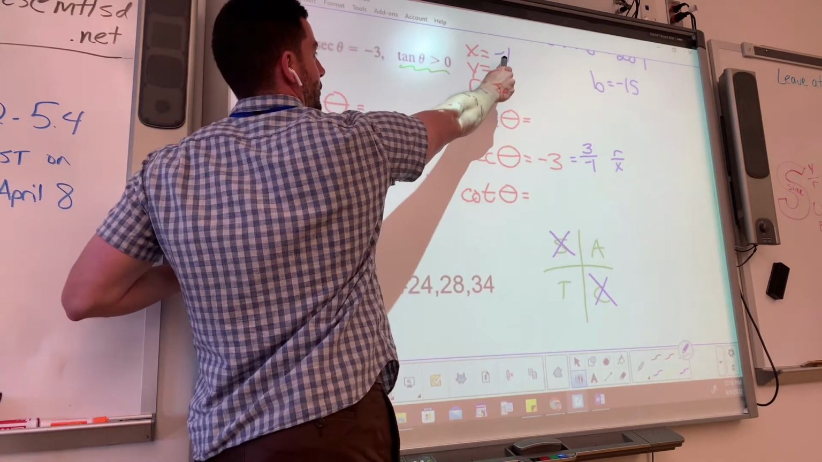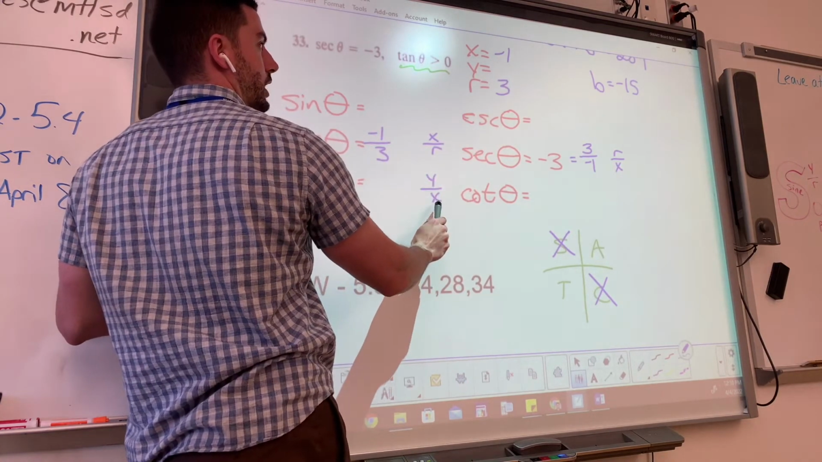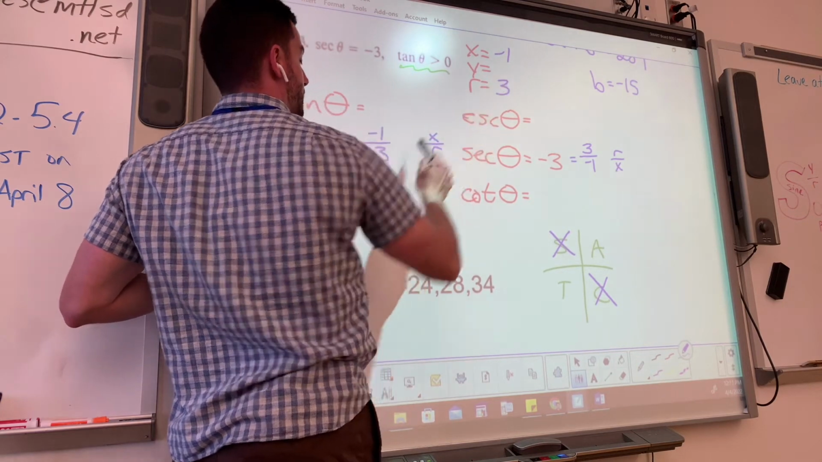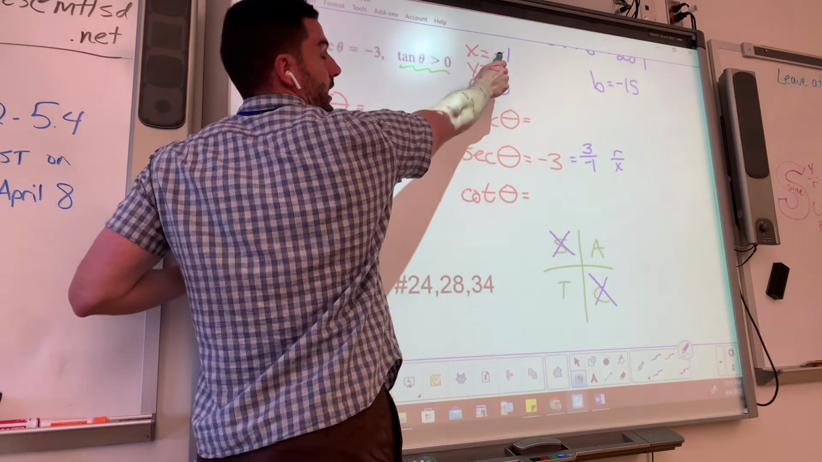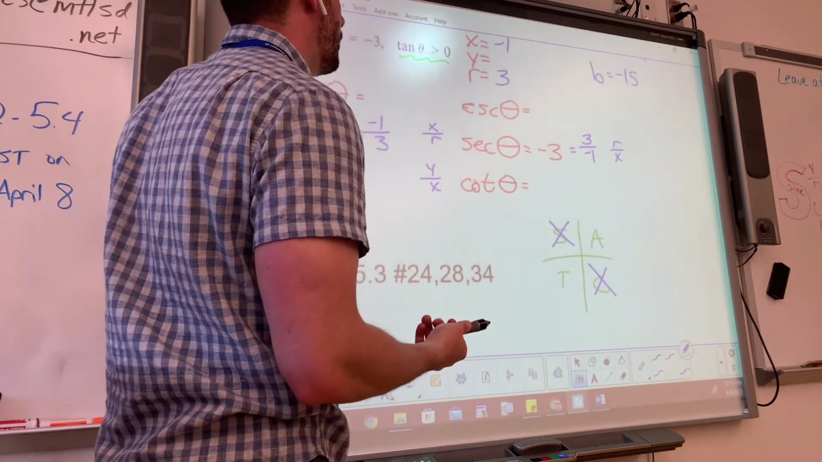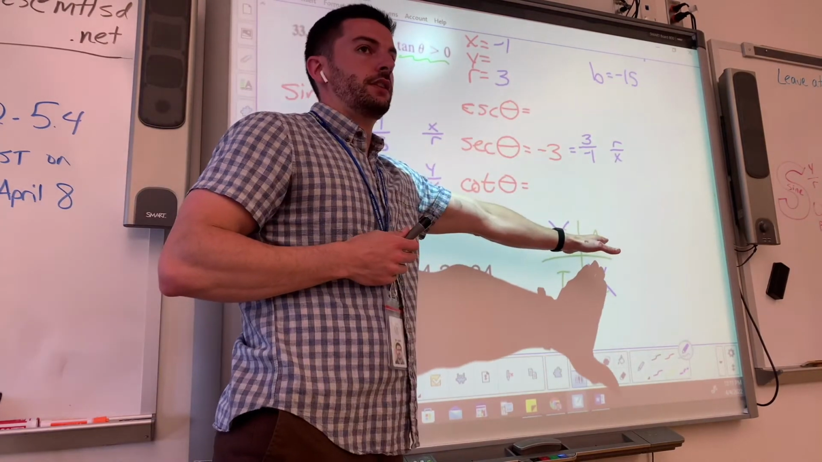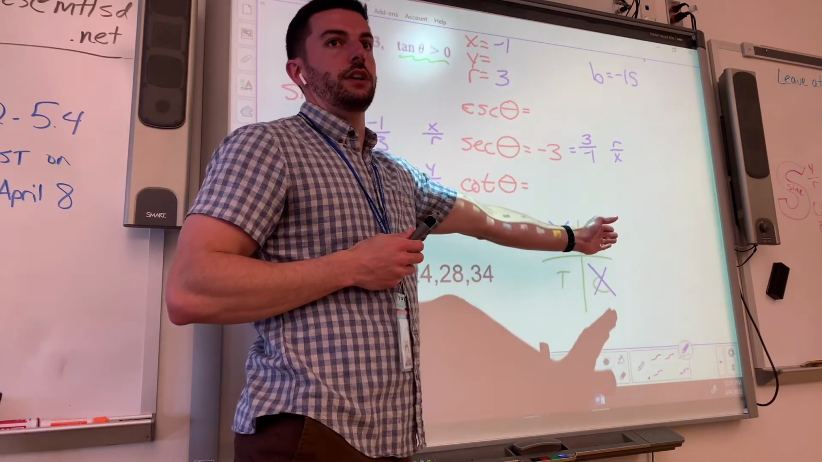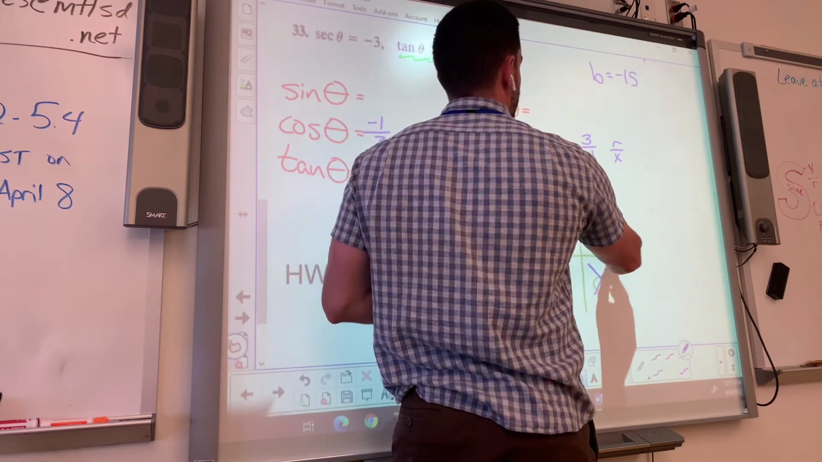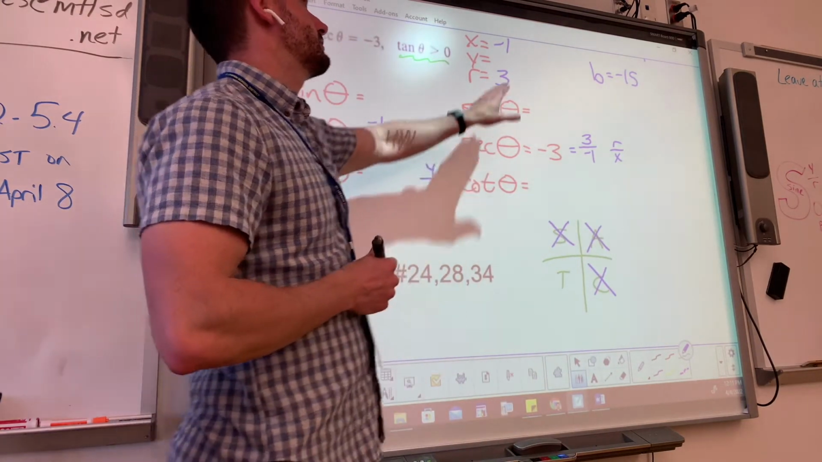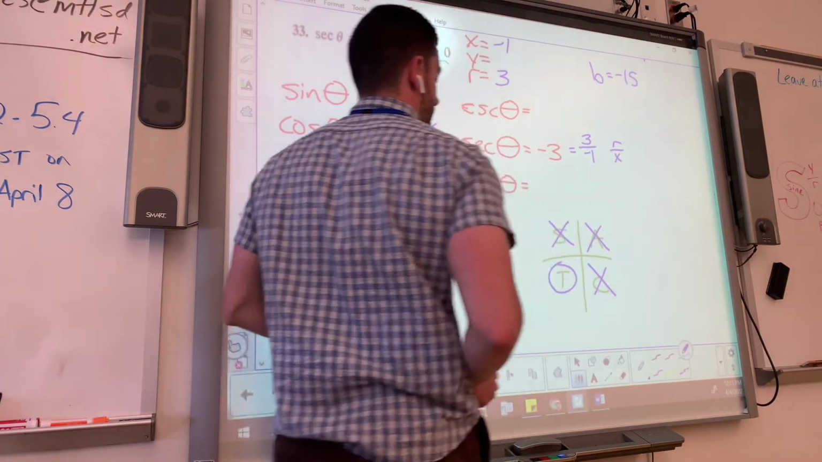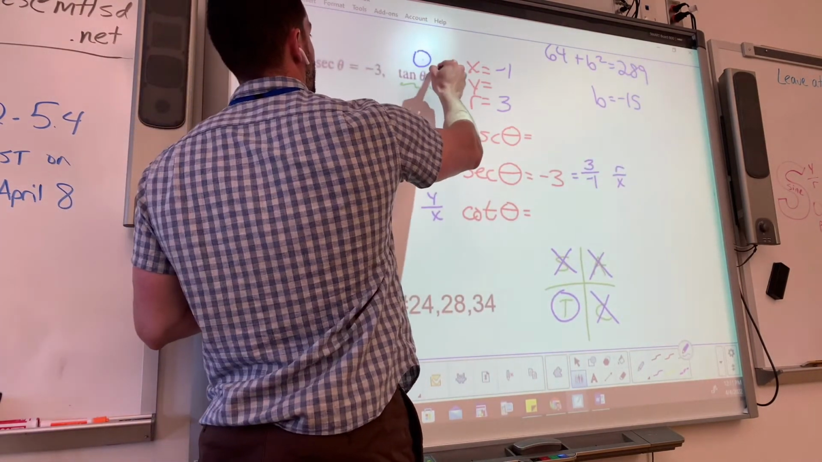Exactly, that's good. Tangent's y over x, and x is negative. If x is negative, the only way that we can get a positive tangent answer from dividing by a negative is if y is also negative. The other way you could figure it out is just thinking about your points. None of the x values in quadrant 1 are negative. In quadrant 1, all the numbers are positive, x and y. So if x is -1, it cannot be in quadrant 1. Using that process of elimination, we know that this is going to be in quadrant 3.